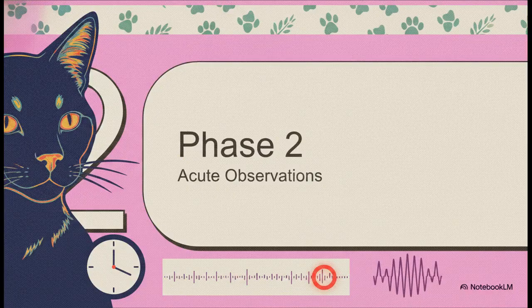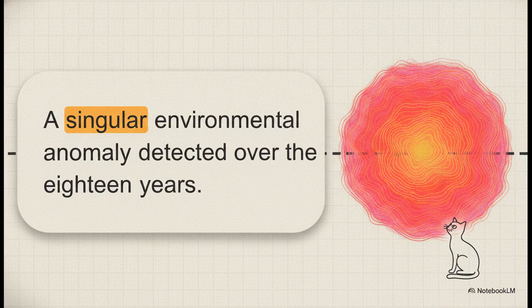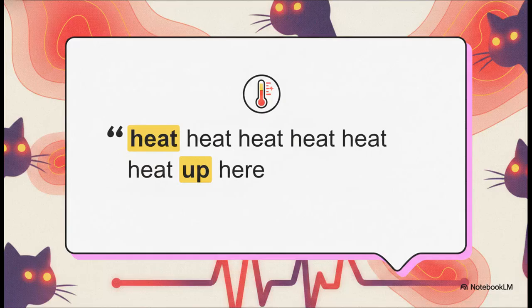Phase 2, acute environmental observations. So, across that entire 18-year lifespan, the documentation zeroes in on one singular environmental anomaly. We're talking about a sudden, hyper-focused deviation in the veterinary chart. This is a symptom significant enough to literally eclipse decades of standard feline developmental milestones. Look at the precise clinical transcription of this anomaly. The record explicitly states, "heat, heat, heat, heat, heat, heat up here."